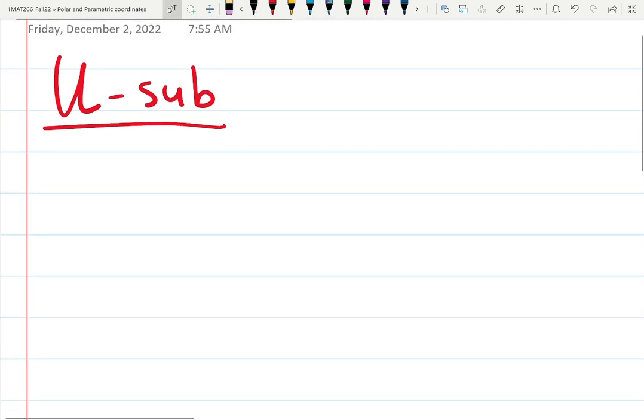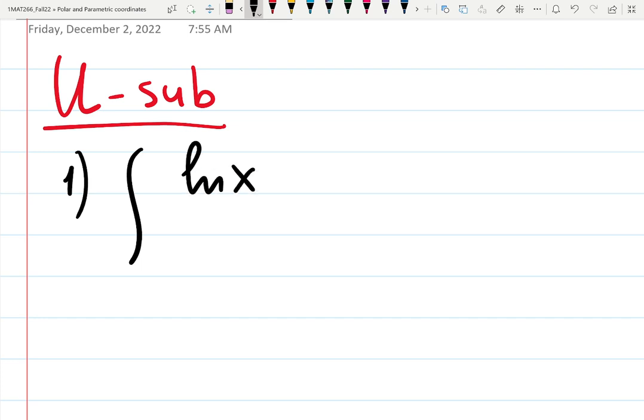U-sub, we did some detailed ones and fast ones, different types of them, so you can practice as many as you can. I solved all of these problems for you from the exam review. So your job is to recognize u-sub. Literally the first step is to recognize: is it u-sub, integration by parts, or anything else?